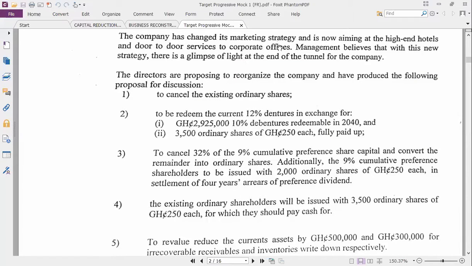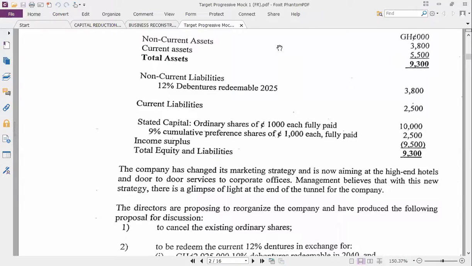What is the ordinary share? Let's go to the balance sheet. The balance sheet, ordinary share is what? Ordinary share capital is 10,000, right? Yes, it's 10,000 from the balance sheet. So let's go and cancel ordinary share capital. So when we cancel, will the company gain? Yes, we gain because we are cancelling certain investment from the shareholders. So let's go and do the cancellation.